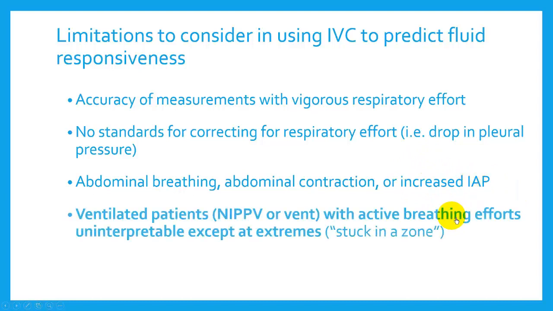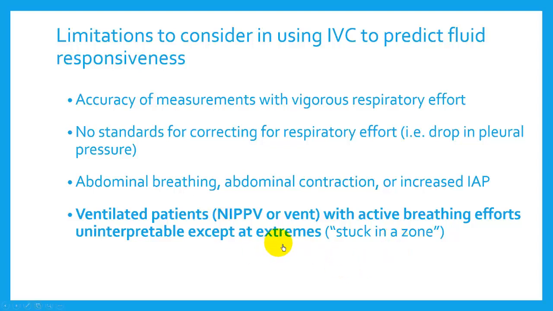I don't know. Then finally, most of my patients in the ICU, we try to lighten sedation, right? So if they're ventilated on a non-invasive ventilator or vent, but they have active breathing efforts, I think their IVC ultrasound is basically uninterpretable except for at the extremes. So again, if they're stuck in zone 3 and the IVC is completely dilated throughout the respiratory cycle, well, then I know they're not going to be volume responsive. Similarly, even if they're on a positive pressure vent and their IVC is completely collapsed, well, wow, that patient's going to need a lot of volume. They're going to be very volume responsive. They're stuck in zone 2 physiology.